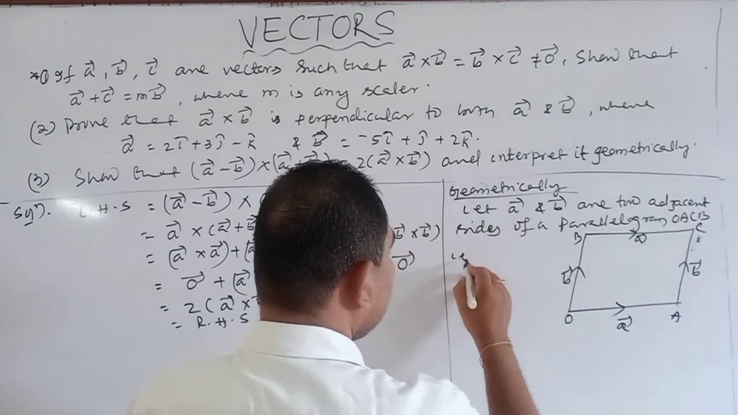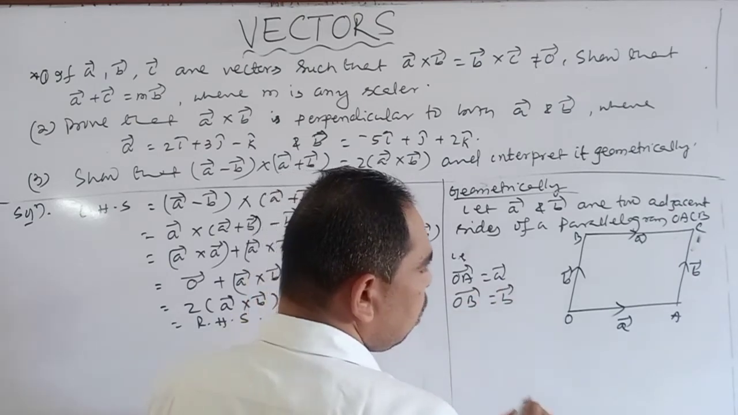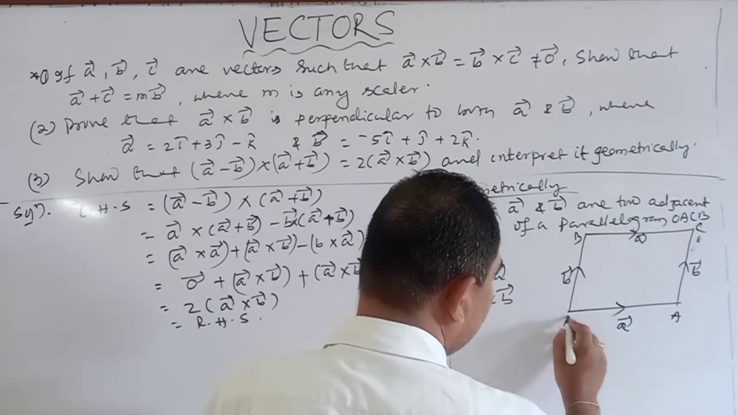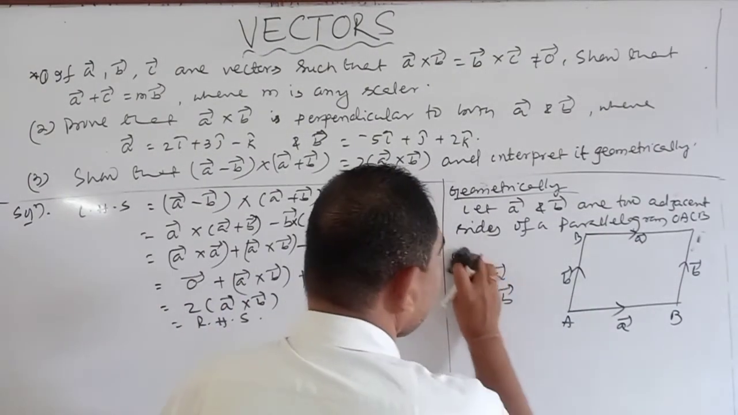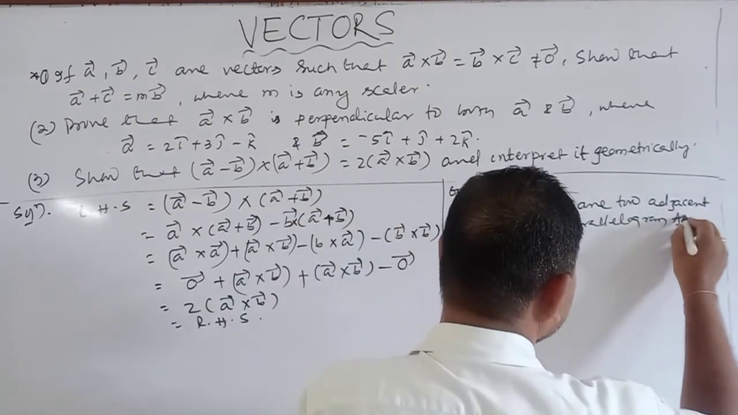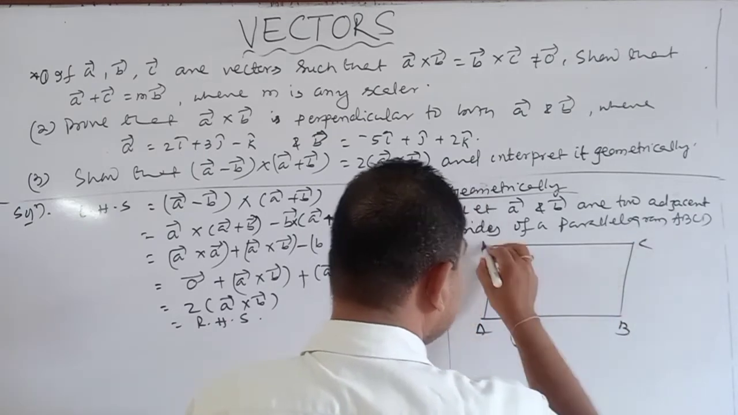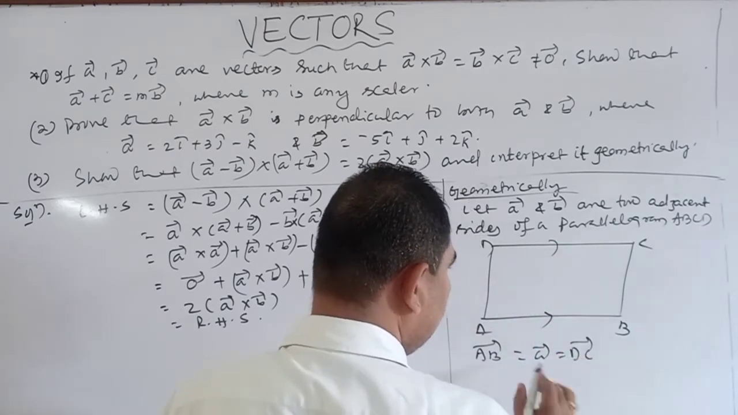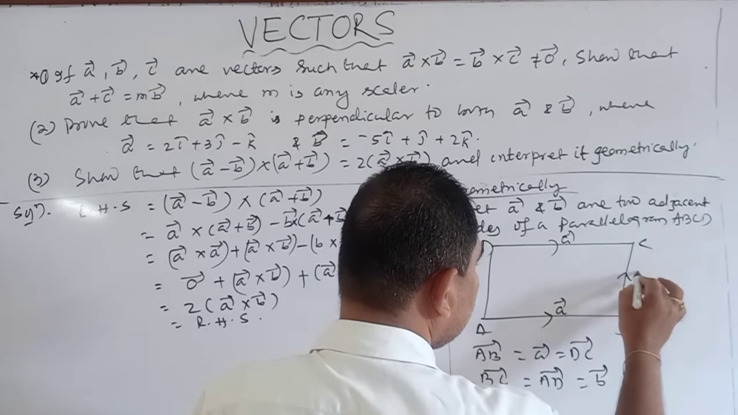OA vector is equal to A vector, OB vector is equal to B vector. Sorry, one minute. This is parallelogram ABCD. Okay, this is a parallelogram A, B, C, D. AB vector is equal to A vector is equal to DC vector, and BC vector is equal to AD vector is equal to B vector. So this is A, this is B, this is B.